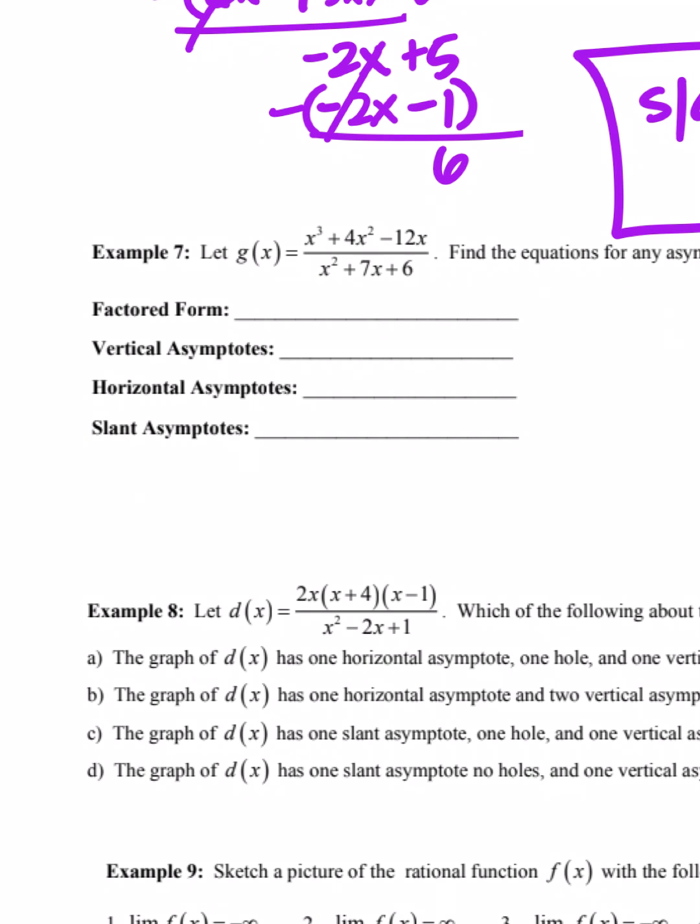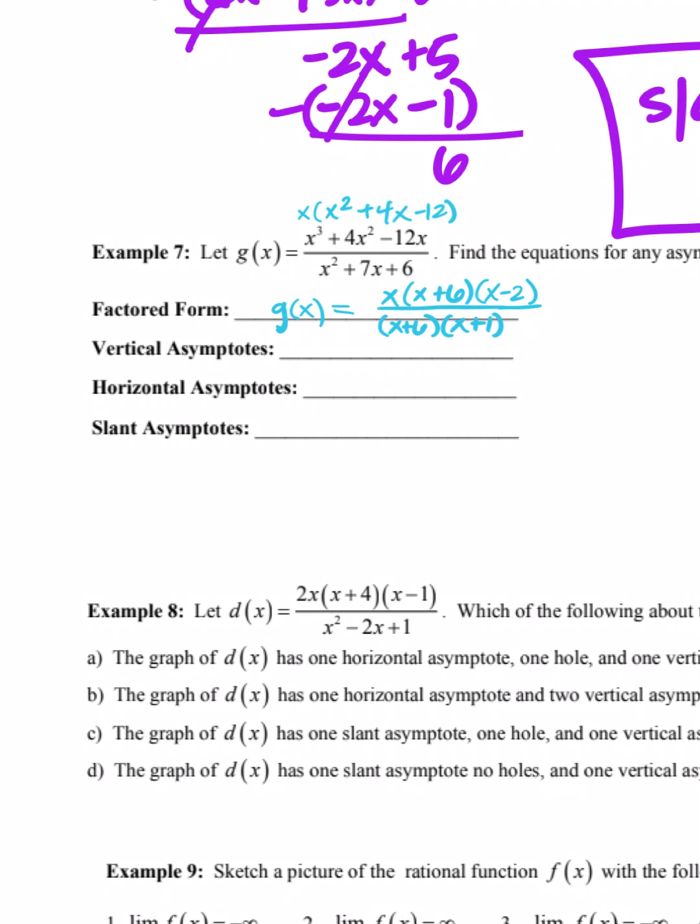Okay, so it looks like my denominator is a little bit easier to factor right away. Factors of 6 that add to 7, that's going to be 6 and 1. So x plus 6 and x plus 1 in the denominator. My numerator has a greatest common factor of x. I'm going to factor that out first and just show it up here. So now it's factors of negative 12 that add to 4. So that's got to be a positive 6 and a negative 2.